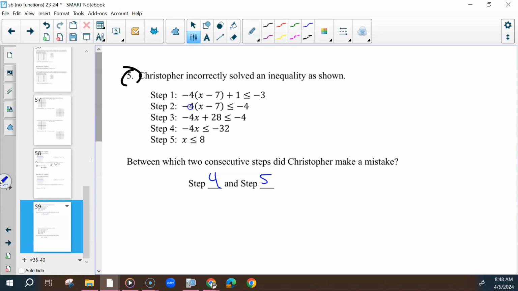Questions on that? Do we have to write what he did wrong? No, you can write step 4, step 5.